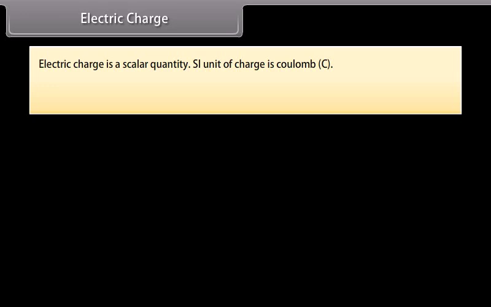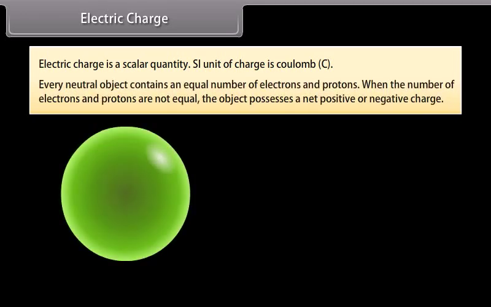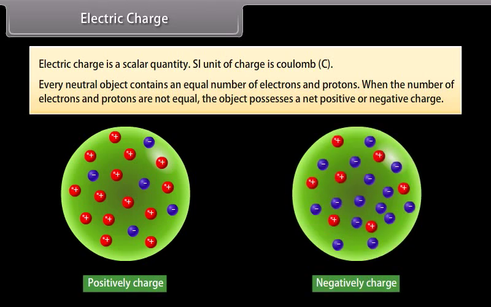The SI unit of charge is the Coulomb. Every neutral object contains an equal number of electrons and protons. When the number of electrons and protons are not equal, the object possesses a net positive or negative charge.